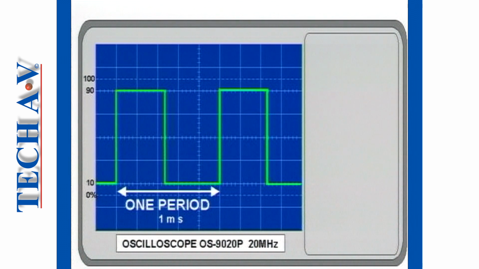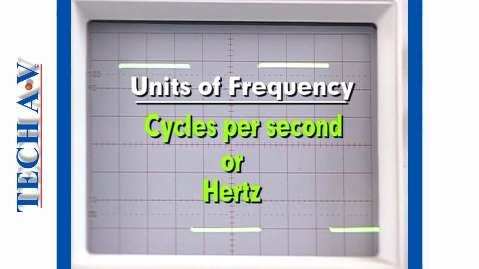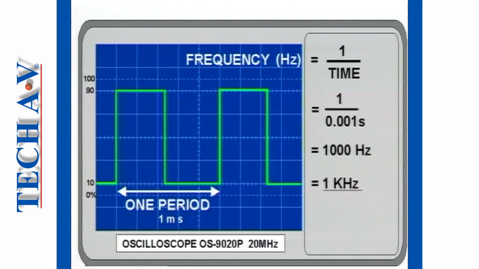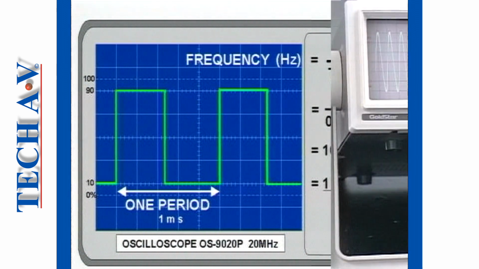Having determined the period, we can calculate the frequency of this signal. The frequency of a waveform is defined as the number of full periods completed or traced out in 1 second and is measured in cycles per second or hertz. Frequency is expressed as the reciprocal of time, as the formula suggests. The time period to complete one full cycle is 1 millisecond. Therefore, the frequency is the reciprocal of 0.001, which equals 1 kilohertz.